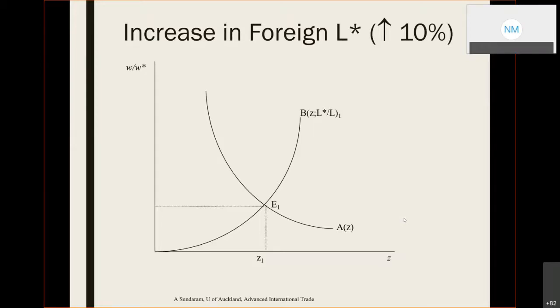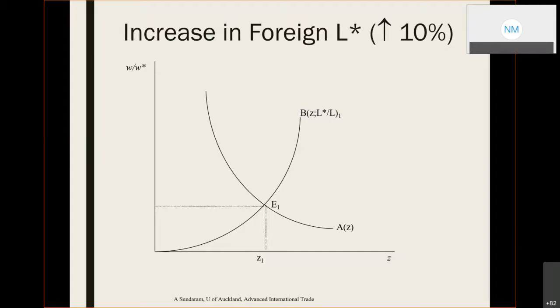Okay, so let's do the first comparative static exercise. What happens if the foreign country experiences growth? Think about this. Suppose this is India and China, and it's just two countries in the world. India is trading with China. China is the foreign country. And suddenly China experiences population growth of 10%. So L star, which is the labor force in the foreign country, goes up by 10%.